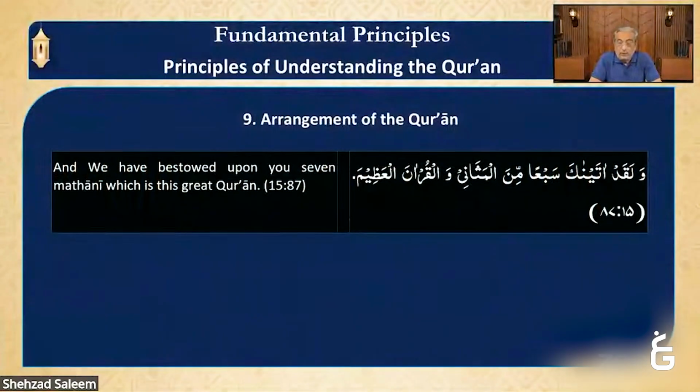This paired theme of the Quran in seven chapters is actually alluded to by a Quranic verse, Surah Hijr, verse 87. It says, وَلَقَدْ آتَيْنَاكَ سَبْعًا مِنَ الْمَثَانِي وَالْقُرْآنَ الْعَظِيمِ. And we have bestowed upon you seven mathani, which is the great Quran. The word mathani is the plural of the word masna, and masna means something which occurs in pairs.